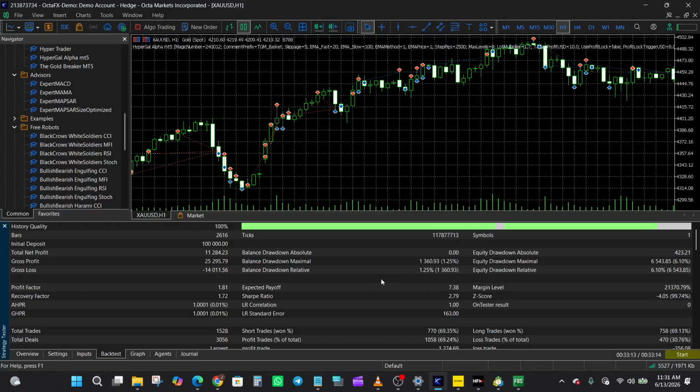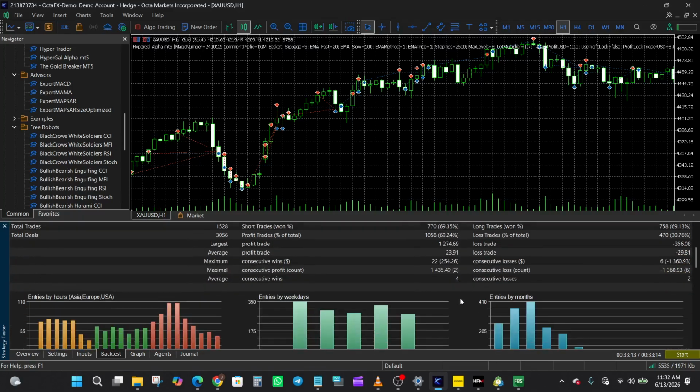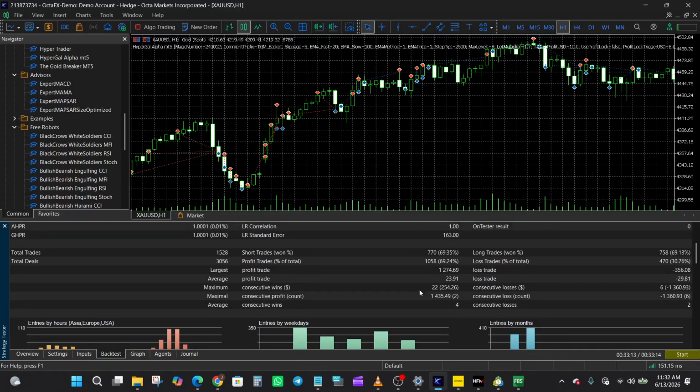Now let's briefly look at the equity and balance. We can see that the balance drawdown maximal was just 1.25%. Okay, that's pretty fair. And the equity drawdown maximal was 6.1%. Okay, so that's not exactly outrageous per se.